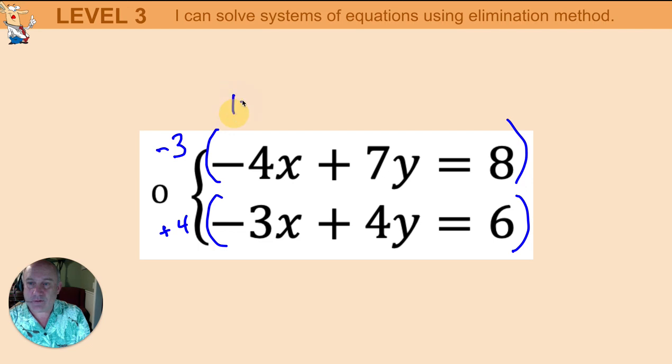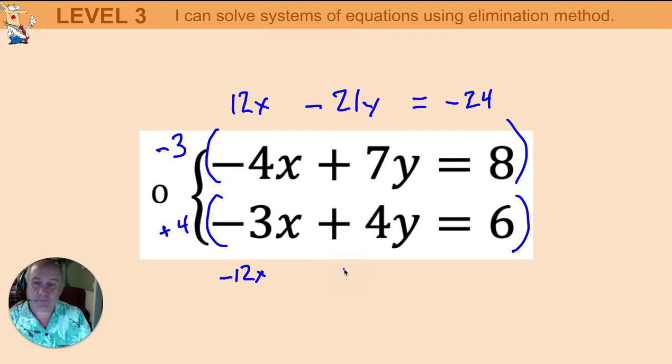So I get 12x minus 21y equals a -24. Then we have +4. So we have +4 times -3x. We get a -12x. Then we also get -4, or excuse me, 4 times 4 is 16. So we have a 16y, and then we have a +24.